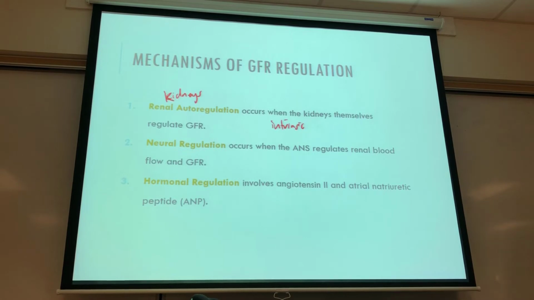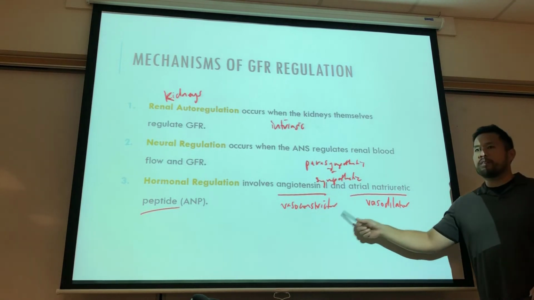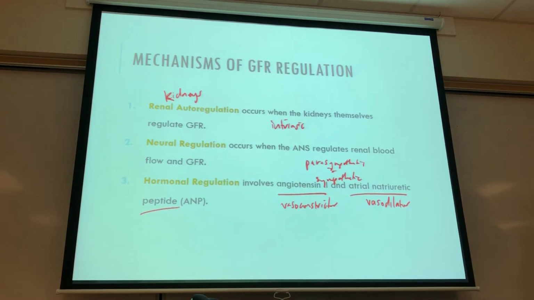Neural regulation is going to involve the autonomic nervous system, where we're going to be able to see parasympathetic and sympathetic pathways that will adjust the blood flow into the glomerular capillaries as well as the glomerular filtration rate. And the hormonal regulation is going to involve the other hormones, namely angiotensin II as well as atrial natriuretic peptide. Angiotensin II was our potent vasoconstrictor. And then ANP was our potent vasodilator. So again, these two have antagonistic effects with one another. We'll be able to see all of these on the next slide over.